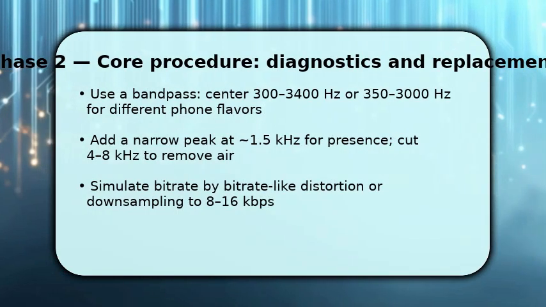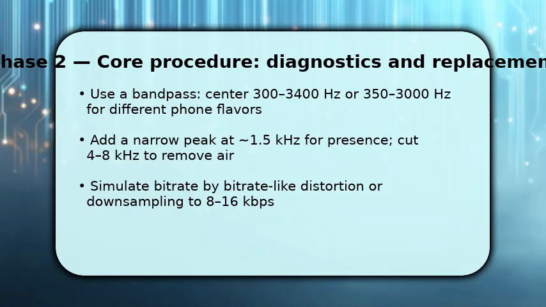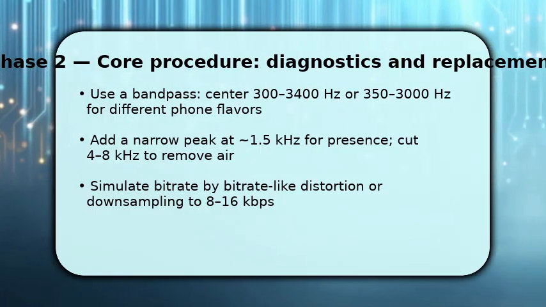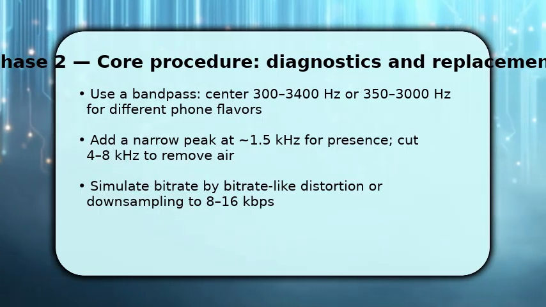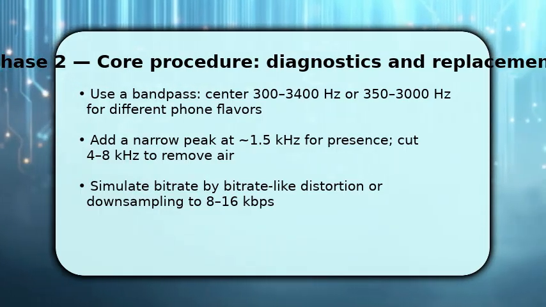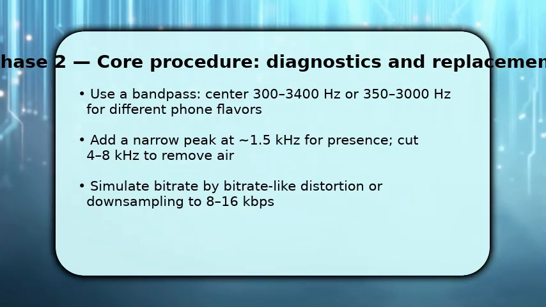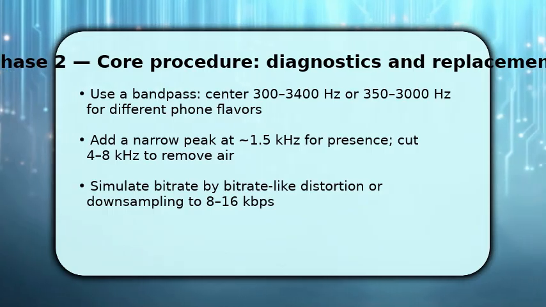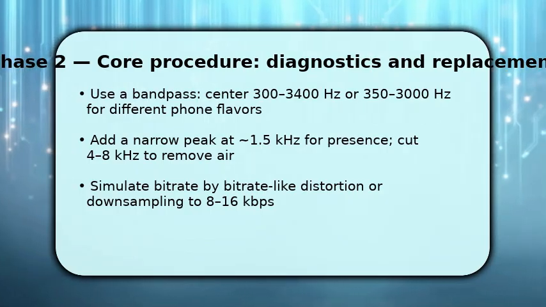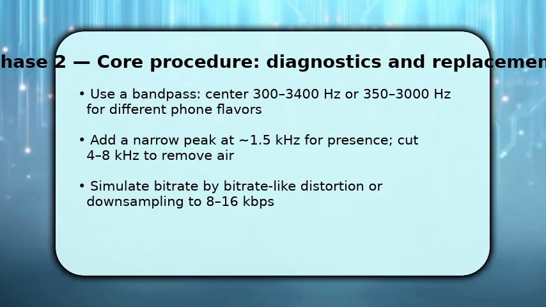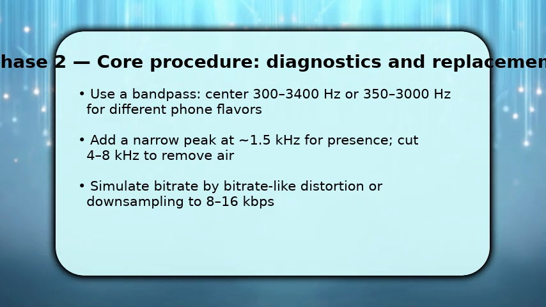Once done with basic cleanup, shape the frequency band to match phone lines. Apply a bandpass that restricts audio to roughly 300 to 3400 Hz for classic landline warmth, or tighten to 350 to 3,000 Hz for a more synthetic cell phone tone. Next, boost a narrow region near 1.5 kHz to add intelligibility, then attenuate 4 to 8 kHz to kill natural air. Finally, simulate legacy codecs by downsampling or adding subtle bitrate-style distortion to emulate compression artifacts and reduce fidelity convincingly.